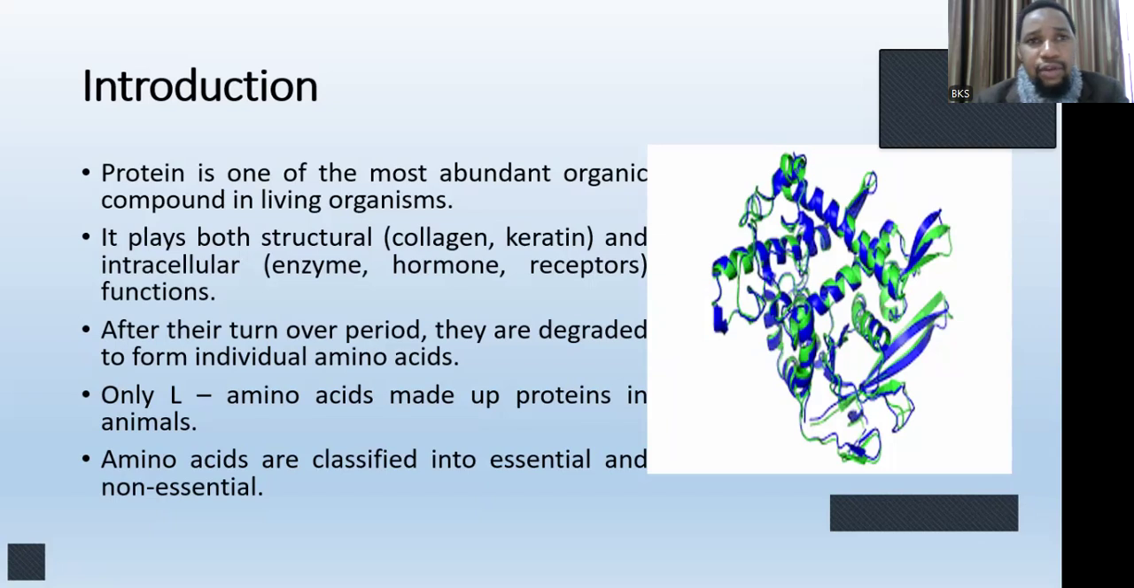Proteins mostly found in skeletal muscles, mostly the structural proteins, are the ones that have a high turnover period, but there are some that have a turnover period of a minute or 2 minutes or even less than that, produced just within a short period of time. They are broken down, and once these proteins are broken down, they produce amino acids.